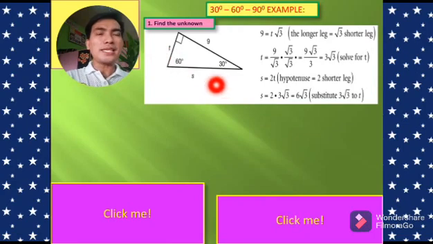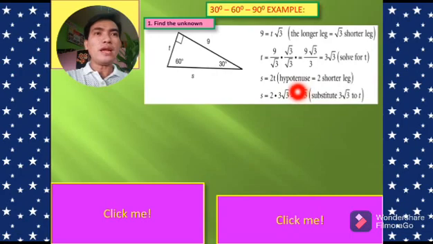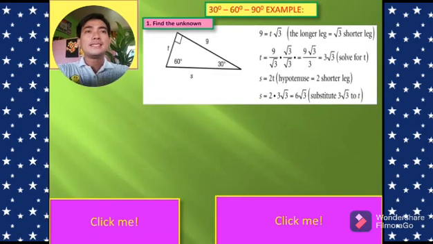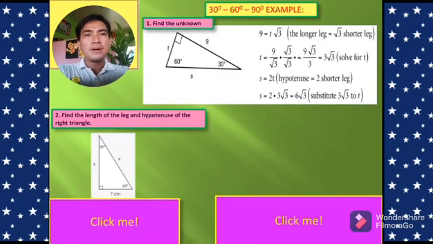And to find S, which is our hypotenuse, remember, hypotenuse is equal to 2 times the shorter leg. So our shorter leg in that case is T. Remember, we have found already the value of T, which is 3 square root of 3. So by simply multiplying, S is equal to 2 times 3 square root of 3, which gives you 6 square root of 3. Is that clear? Okay, let's now proceed with number 2.